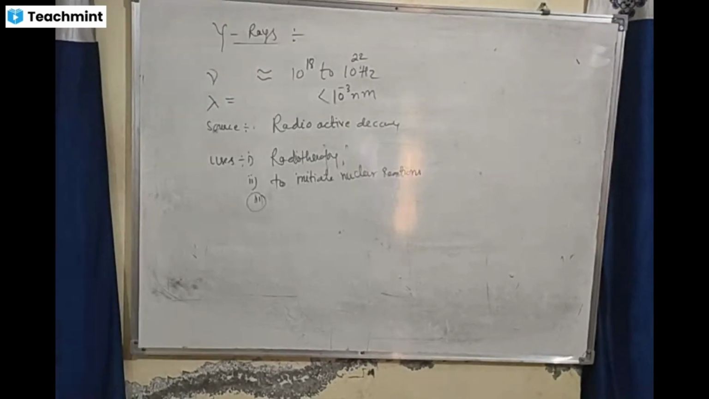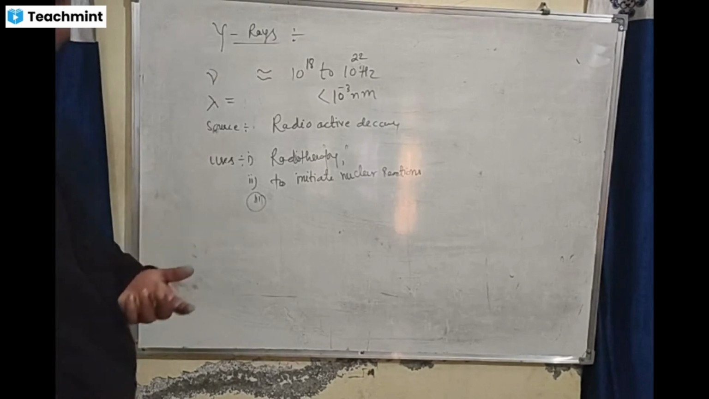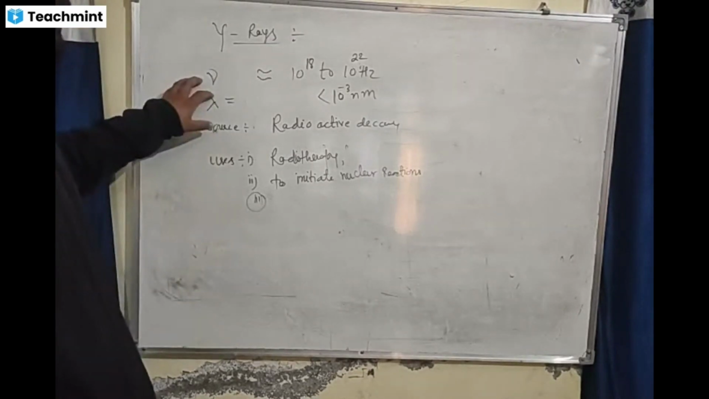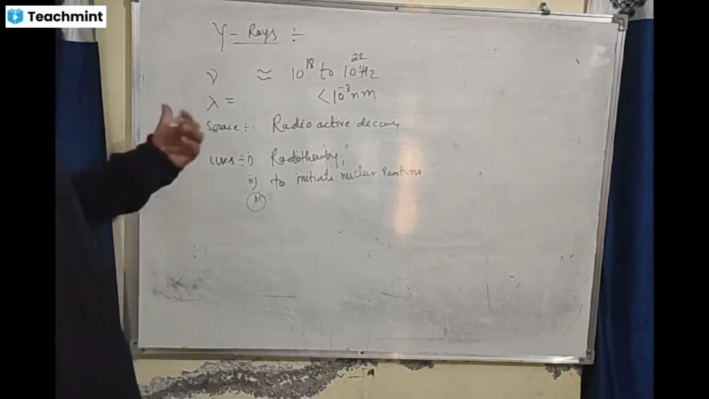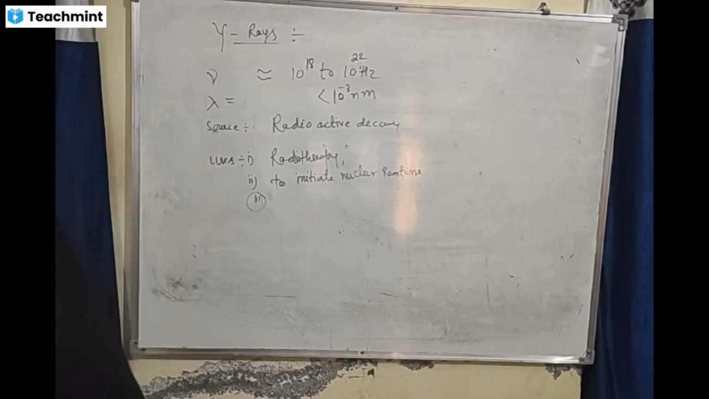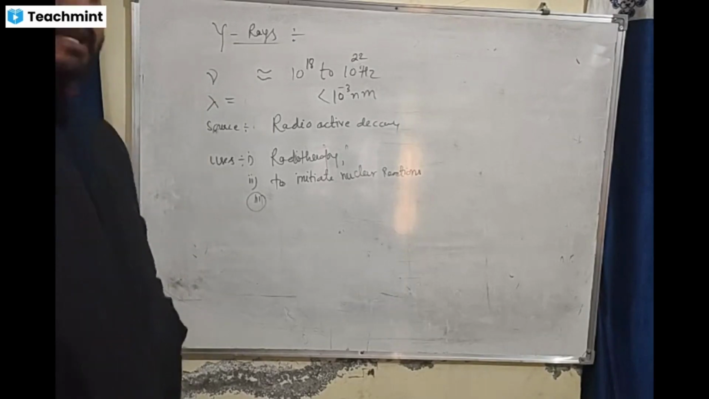So the next part and the final one is gamma rays. Gamma rays are very dangerous, they produce a lot of radiation. Its frequency is very high, around 10 to the power 18 to 10 to the power 22 hertz. It has the least wavelength, less than 10 to the power minus 3 nanometer. The sources are radioactive decay and nuclear reactions.